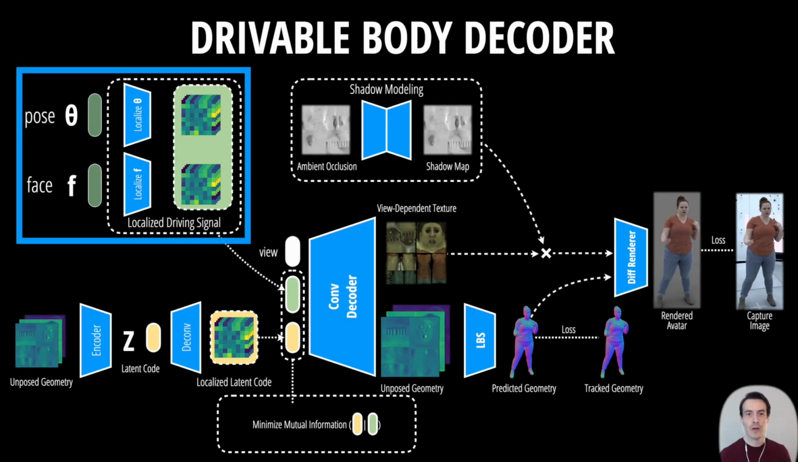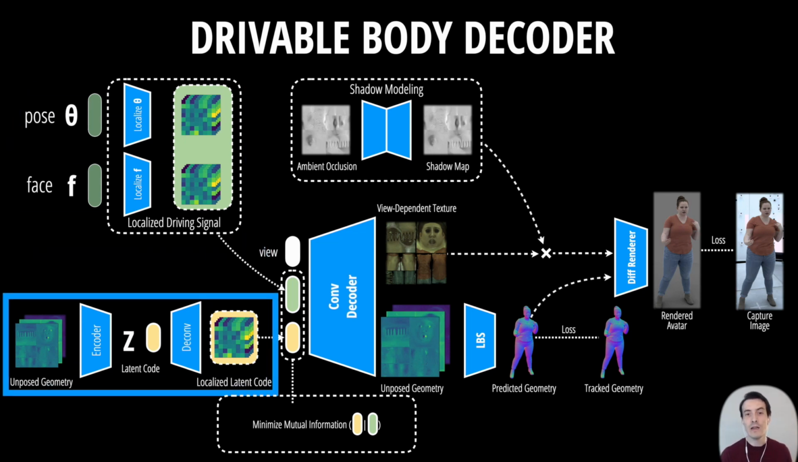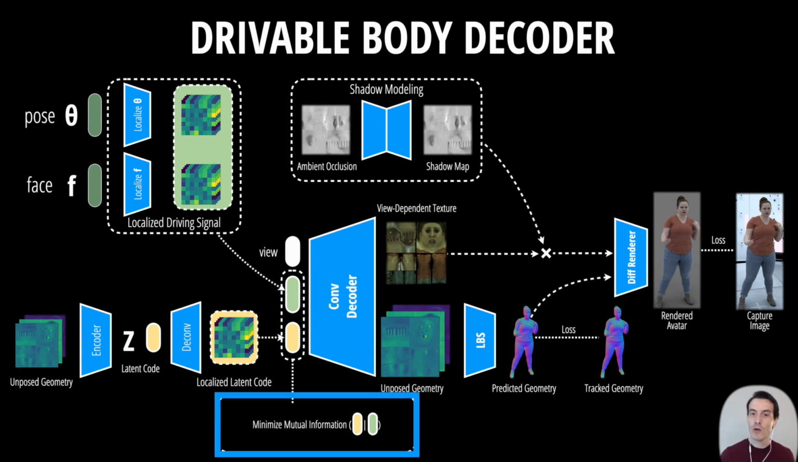All right, so the driving signals are pose and facial expression, as we said before, and they come from the body tracker. But we rearrange them spatially to ensure locality of influence of each component. So, for example, we don't want the right arm joint angle to affect the left arm. And finally, the latent code of an observed state is learned using an autoencoder from the tracked meshes. And we're going to disentangle the driving signal from this latent code to ensure that the mutual information between these two spaces is very small.